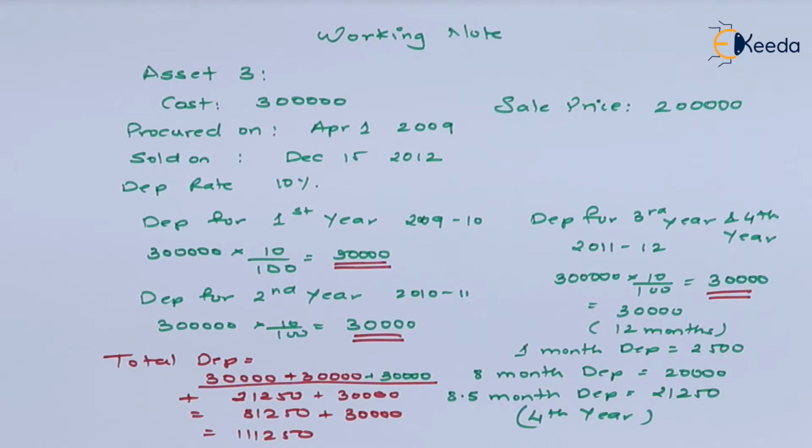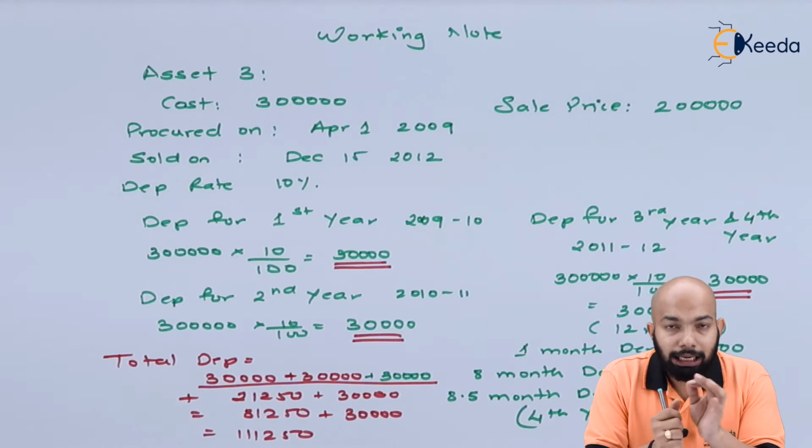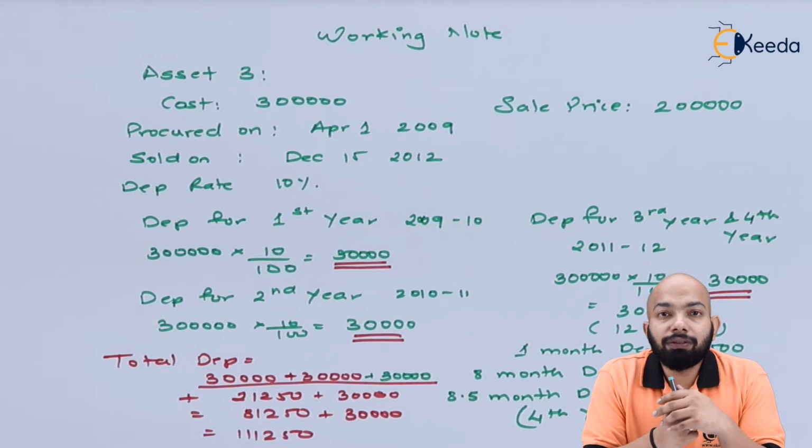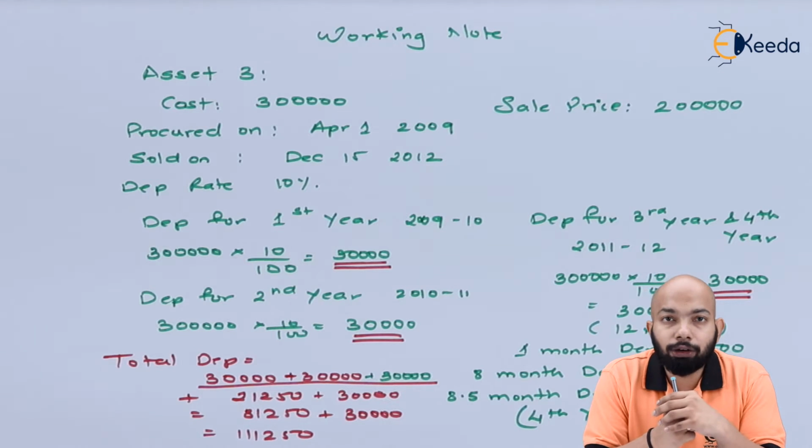Now for the fourth year, where the tenure has been only 8 months, or 8.5 months rather, we'll calculate the depreciation, which is 21,250. So 90,000 plus 21,250 gives you a total of 1,11,250. So this is the total depreciation for this specific asset. Now we have to calculate whether we have a profit on the sale of this asset or a loss on the sale of this asset. Let's figure that out.